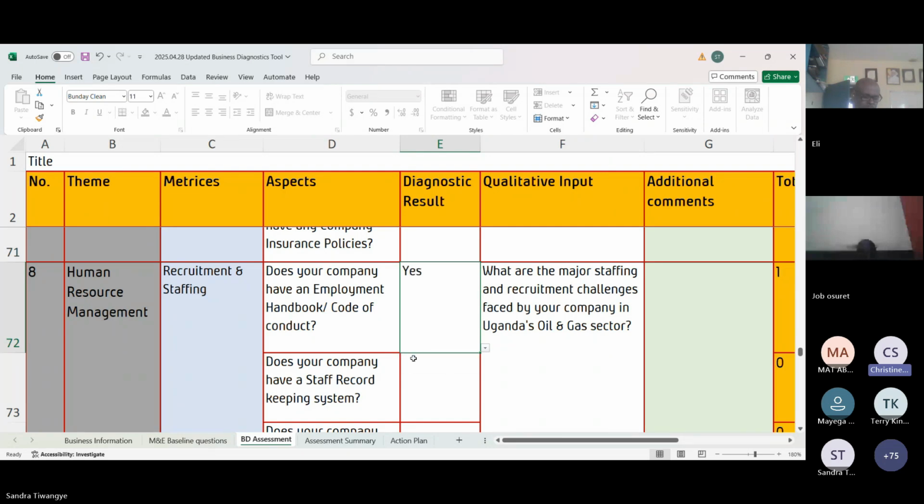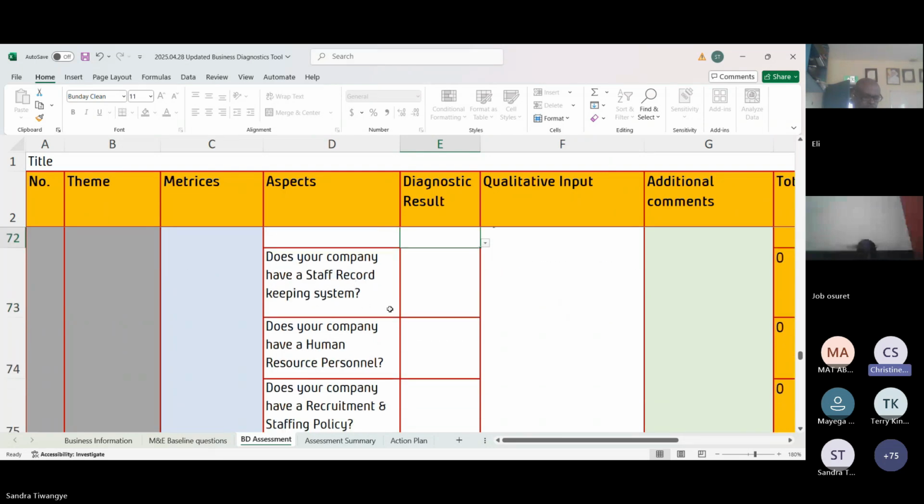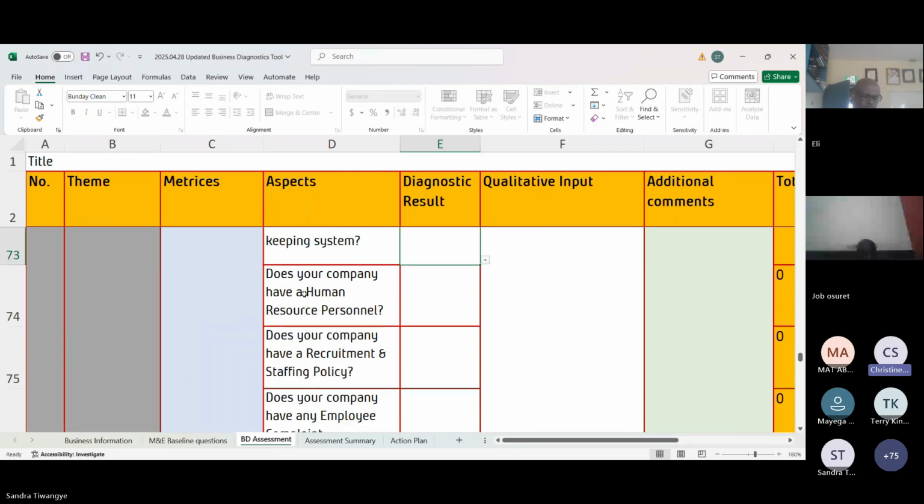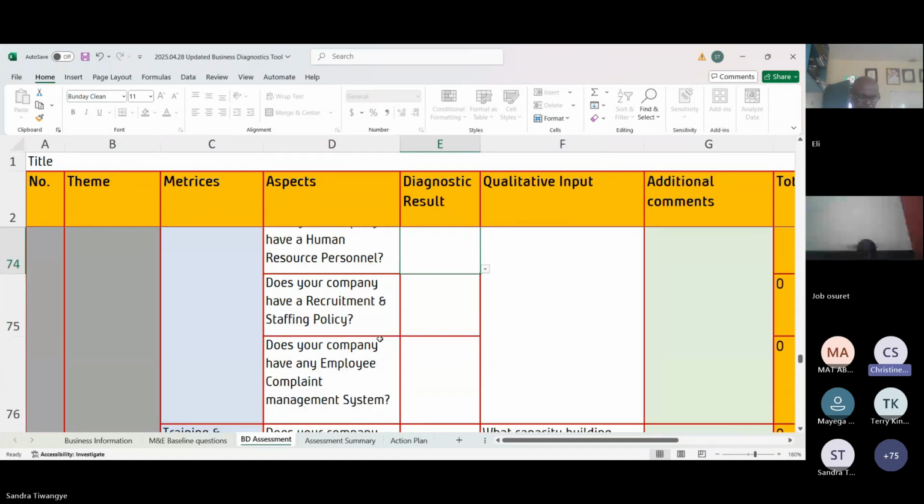Yes or no? Do you have a staff record keeping system? Yes or no? Do you have an HR personnel? Doesn't have to be a manager, anyone in charge of personnel at your company? Yes. Then do you have a policy for recruiting and staffing staff?